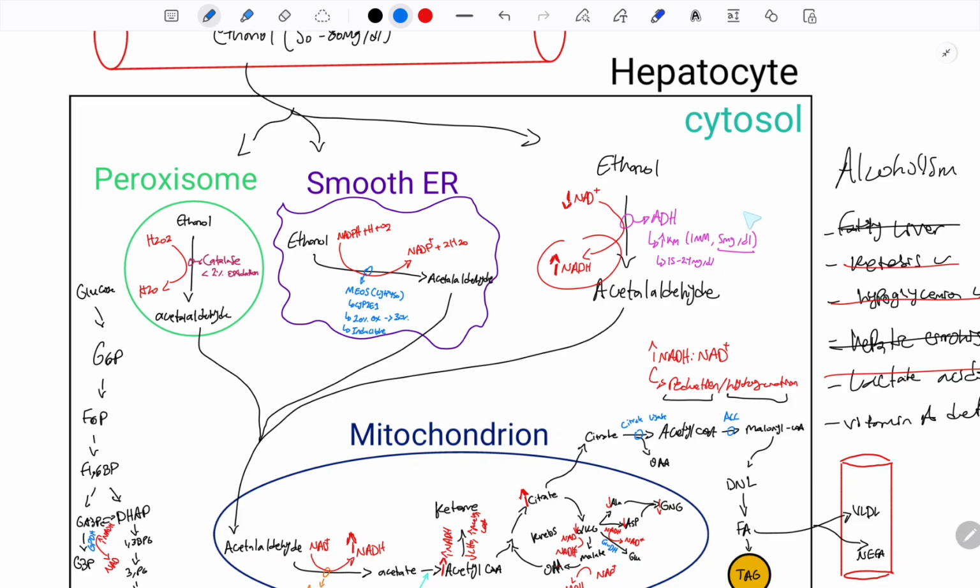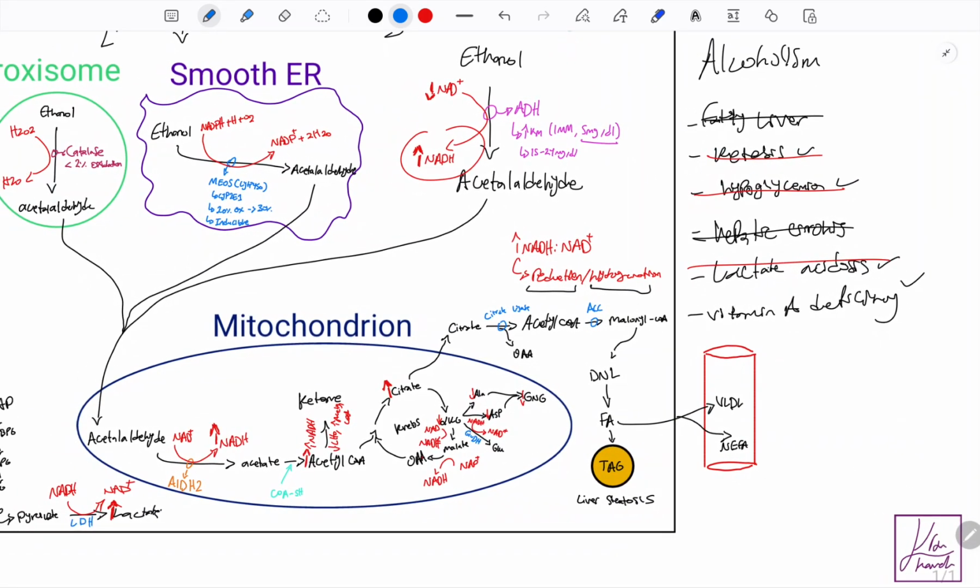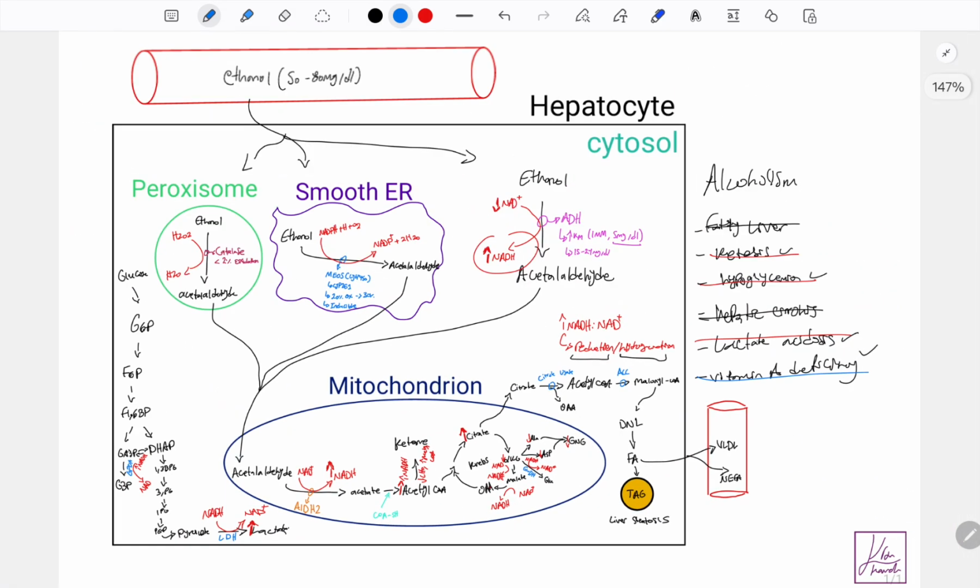One via the competitive inhibition of ethanol with the retinol dehydrogenase, which is similar to the alcohol dehydrogenase, and the other one is the induction of the MEOS pathway. So that's how the vitamin A deficiency can also occur in these guys.